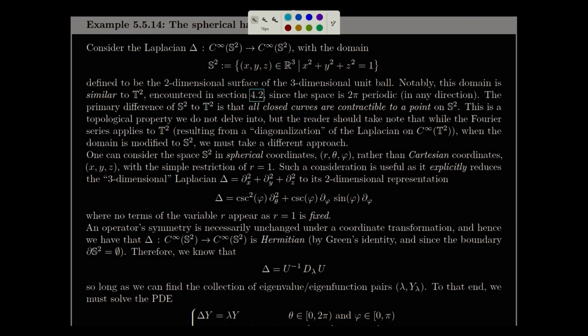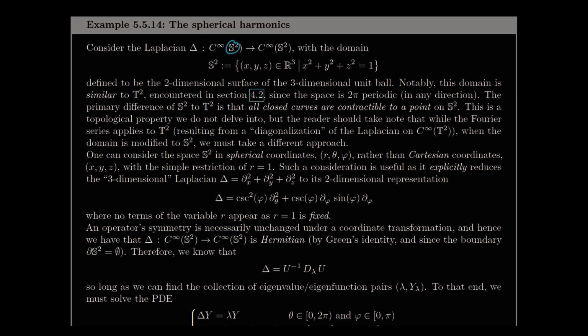And we saw that the Laplacian on T2, I mean, we didn't necessarily derive this, but you could derive that that's just going to give you the two-dimensional Fourier series. If you act with the Laplacian on C infinity of the torus, these are the Fourier series. And so the two-dimensional torus just gives you the two-dimensional Fourier series.